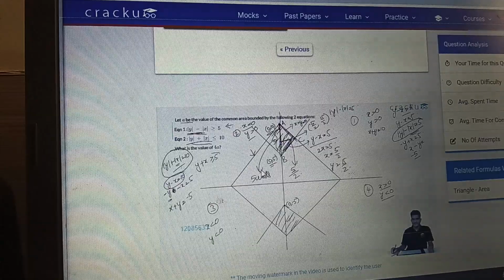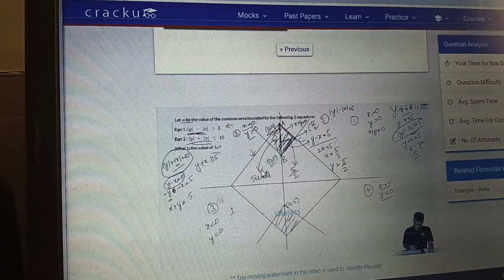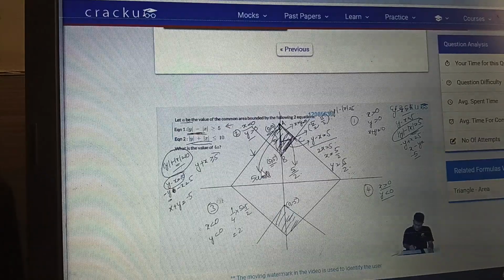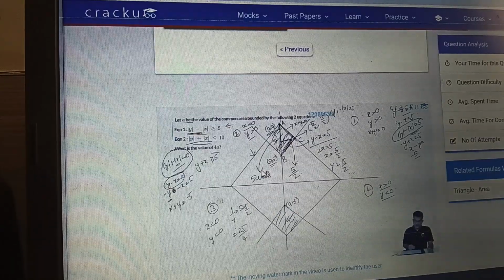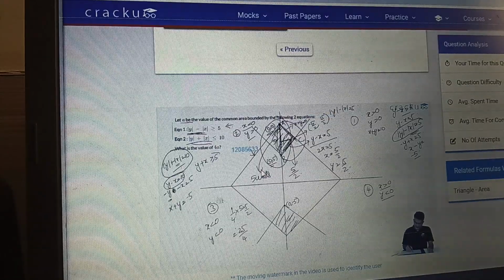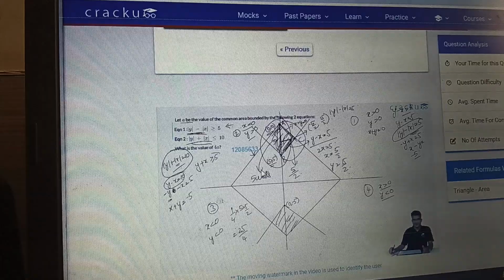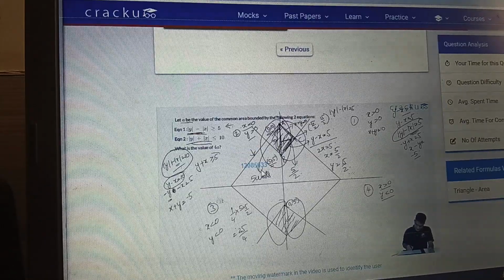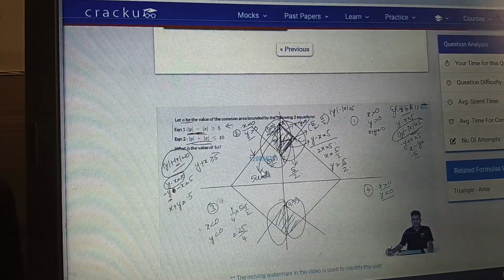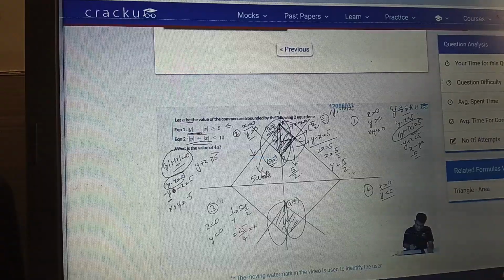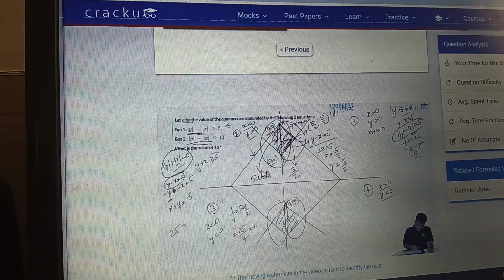So what is the area of the triangle ABC? That will be equal to 1 by 2 into 5 into 5 by 2 which is equal to 25 by 4. That is the area of the triangle ABC. Now there are four such triangles. There is one triangle in the first quadrant, one in the second quadrant, one in the third and one in the fourth quadrant. So overall the area bounded by these two equations is 25 by 4 into 4 which is equal to 25 units. This is the value of A.